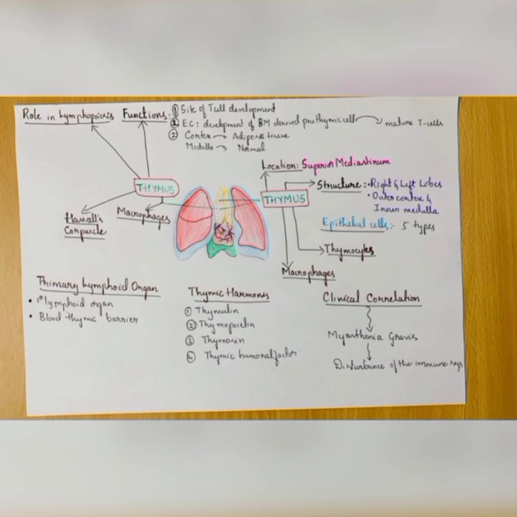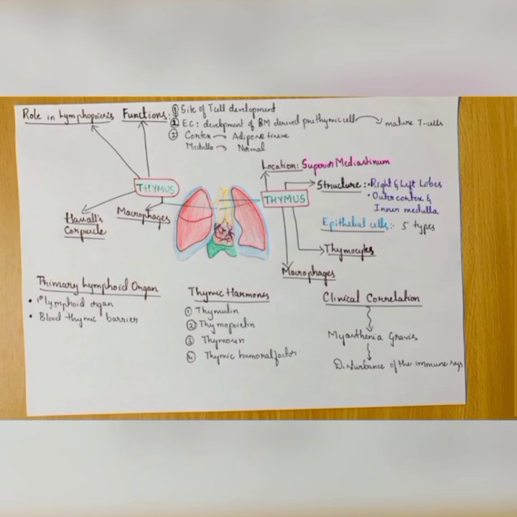Next, macrophages. They are part of the mononuclear phagocytic system, MPS. The subcapsular macrophages are highly phagocytic. The macrophages which are present deeply are called dendritic cells. An important function of the thymus is that the epithelial cells of the thymus play an important role in the development of prethymic cells, which are derived from the bone marrow, to mature into T cells.